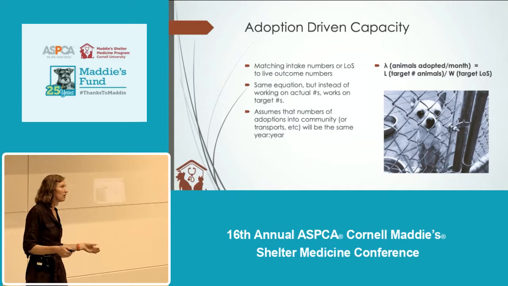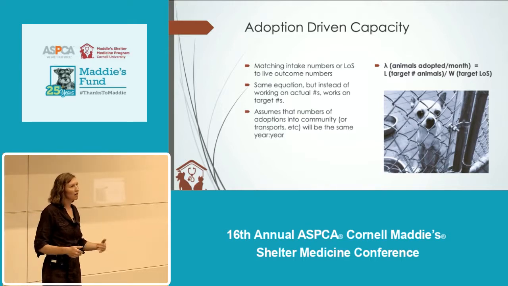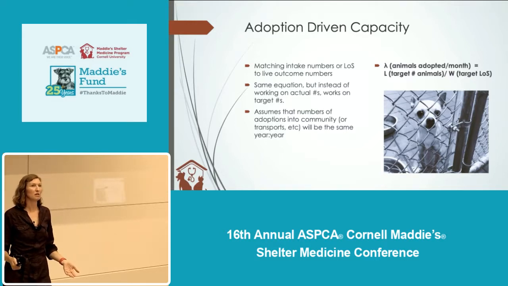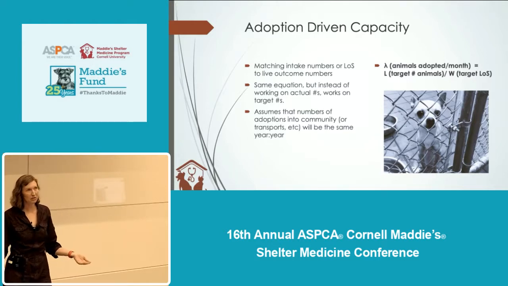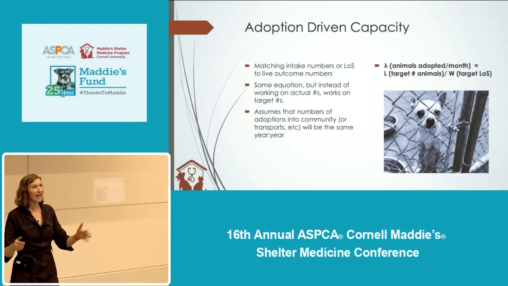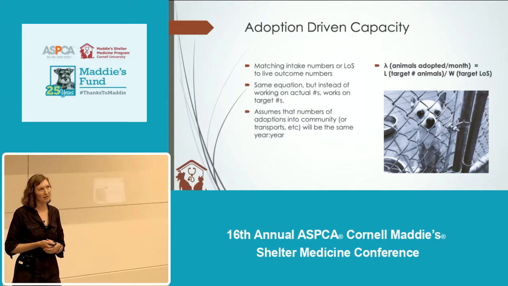So in general, you have the same number of people that come in every month, or the same month every year, and adopt the same number of animals. It's something you can track as a shelter by the adoption rate, right? So if you successfully adopt out 6,000 animals a year, you can use that number to calculate your adoption-driven capacity.